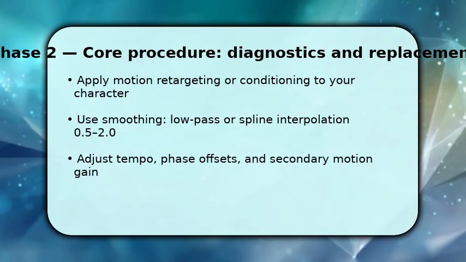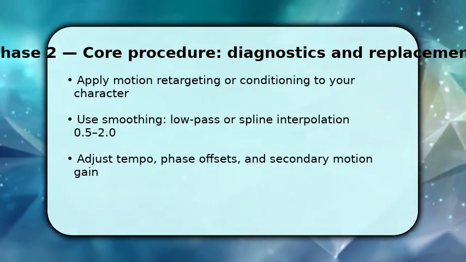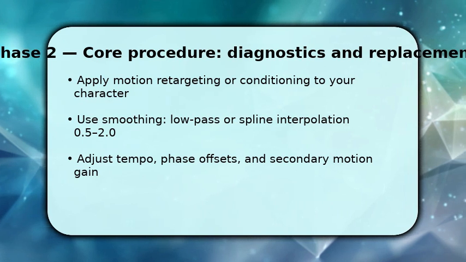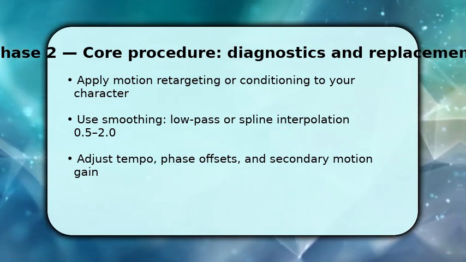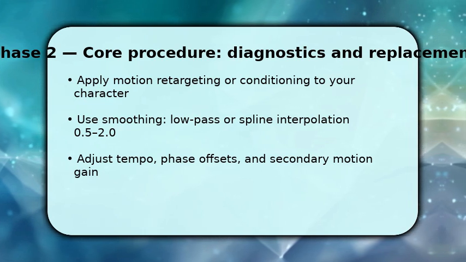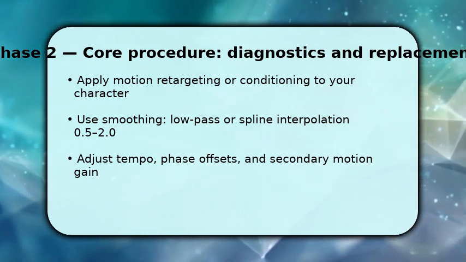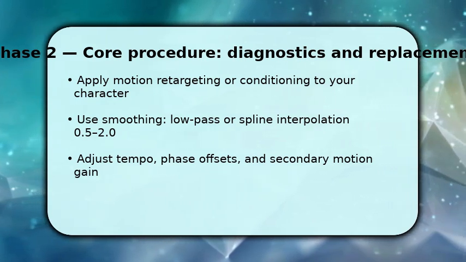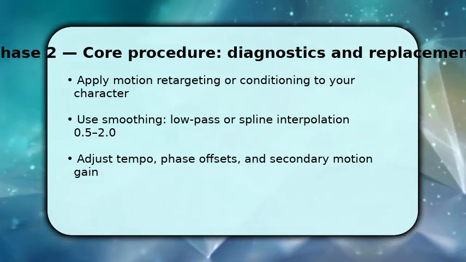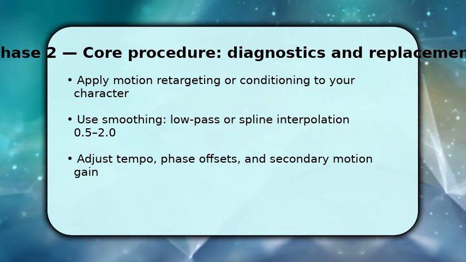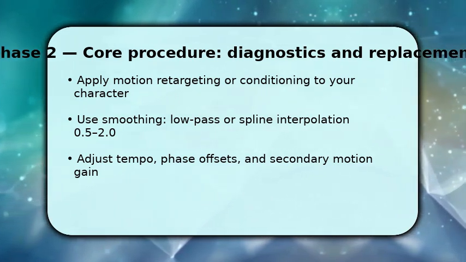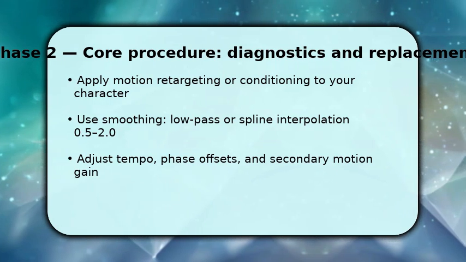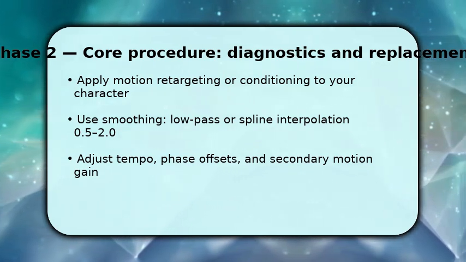You now refine timing and motion. Use motion retargeting or conditioning so the AI maps reference sway to your character correctly because body proportions differ. Once done, smooth joint data with a low-pass filter or spline interpolation at 0.5.2.0 strength to remove jitter. Then make sure to tweak tempo, phase offsets between limbs, and secondary motion gain for natural follow-through. Small offsets create believable sway.